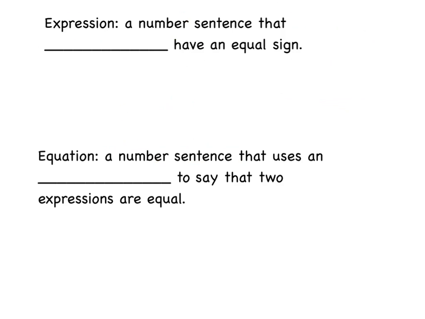All right, so our next definition is an expression. An expression is a number sentence that does not have an equal sign. So an expression is sort of like a math sentence that you write without an equal sign. So let's say I have something like this, 4 plus 5. That's an expression. Or I could use a variable.